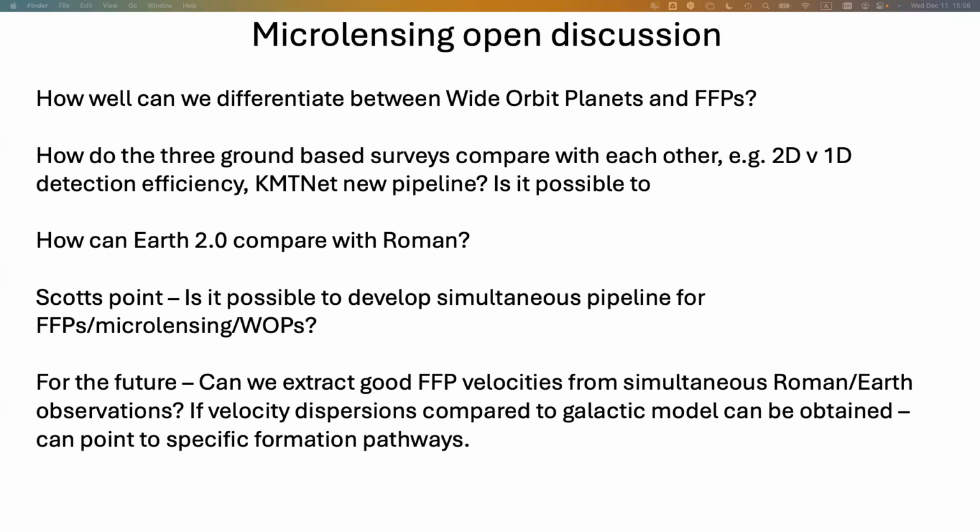And then one point I had for the future, going on from what Will said about the mass measurements: velocities are also quite an important indicator of where planets come from, whether they're binary ejected or planet-planet scattered. If we have simultaneous Roman and Earth and get the parallaxes and break those degeneracies, we can then start saying these planets come from this, these planets come from that. That I think will be really important and can point to specific formation pathways and tell us a lot about physics. So I open the floor to discuss these topics, or if people want to talk about a different topic that we can add to this list.